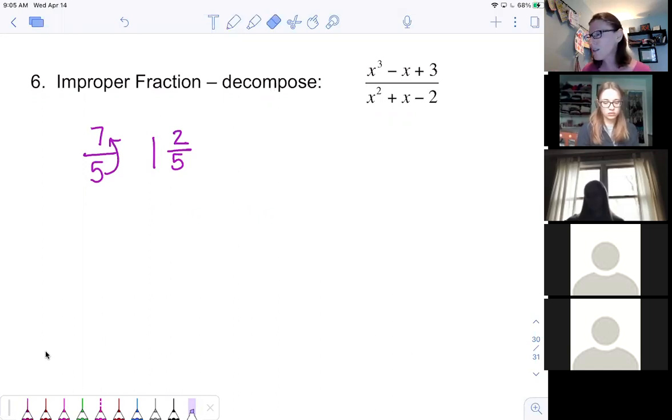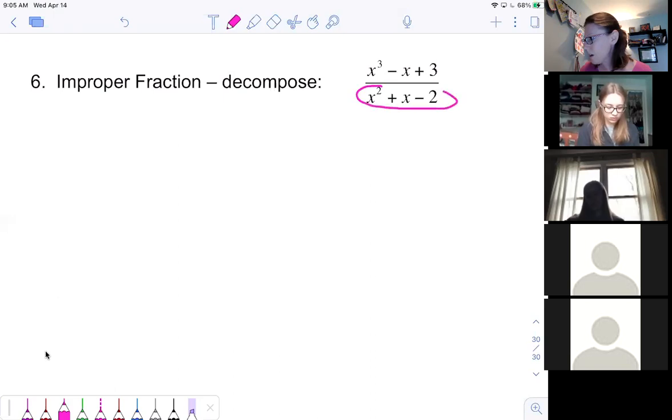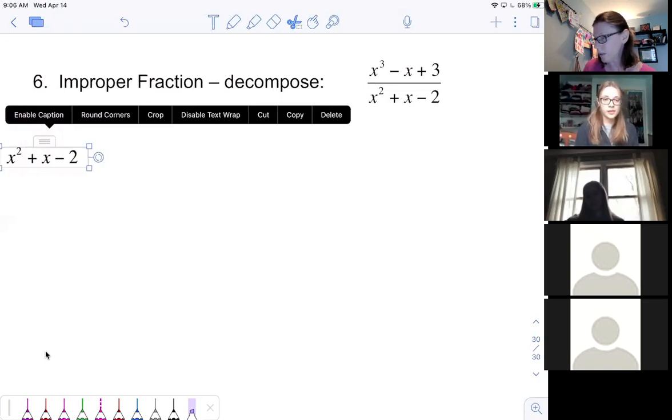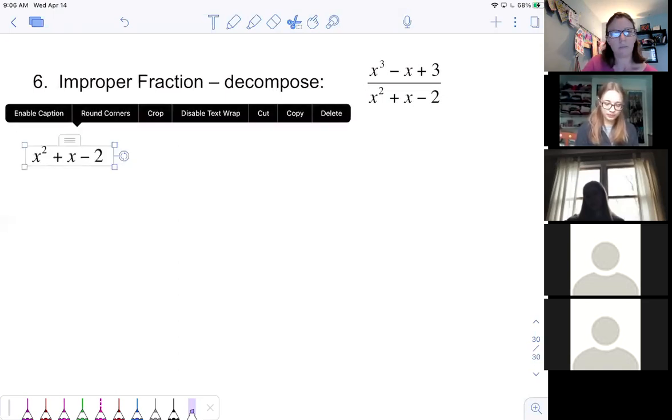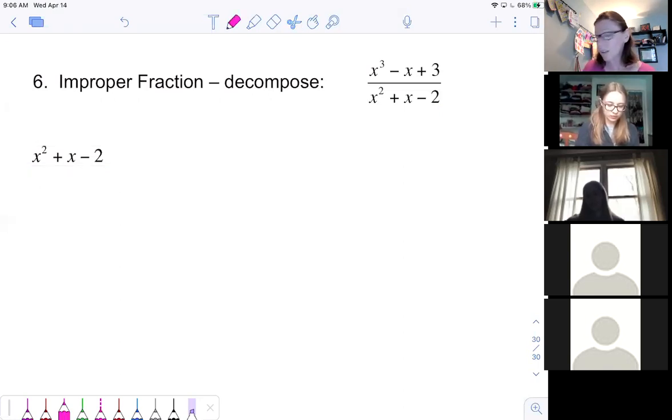Well, we're going to do that same thing, but we're going to do that algebraically. We're going to take that denominator, that x squared plus x minus 2, and we're going to divide it into the numerator. And with division of polynomials, we have to do long division.